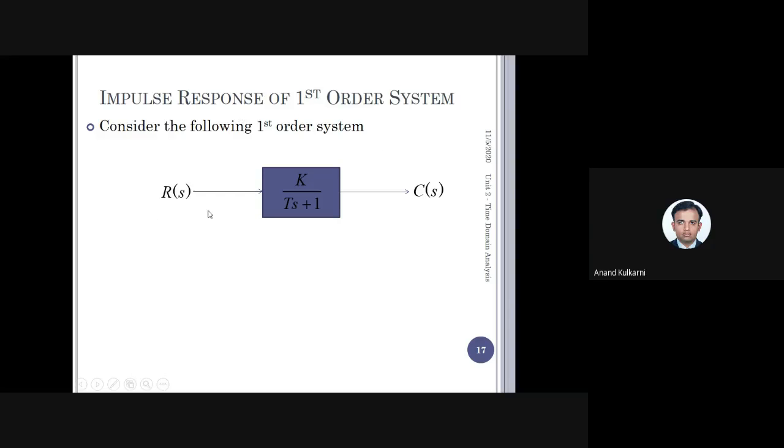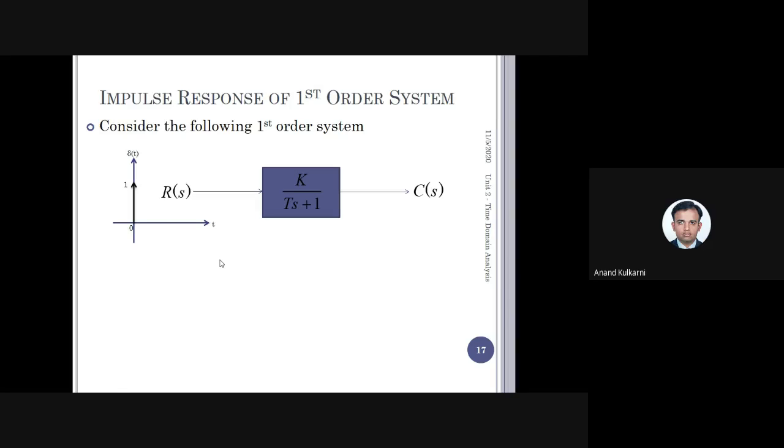So here a general first order system is represented like this. R of S is the input, K divided by Ts plus 1 in general, and C of S is the output. Now let us subject this first order system to an impulse input of magnitude 1 unit, that is unit impulse input. So delta t is equal to 1. The unit impulse signal we have seen in the previous class.